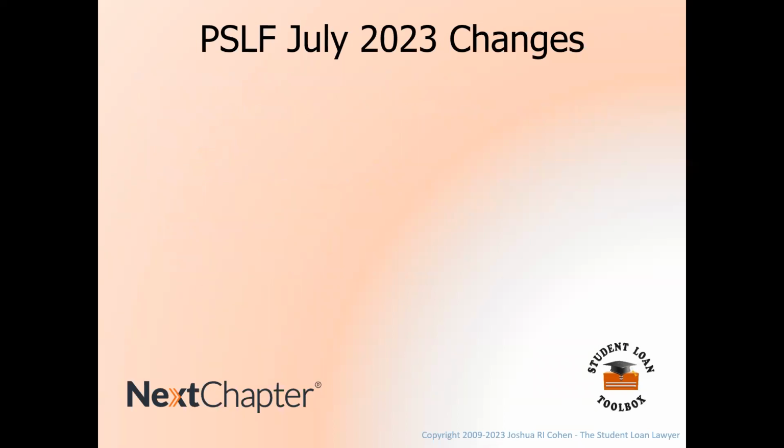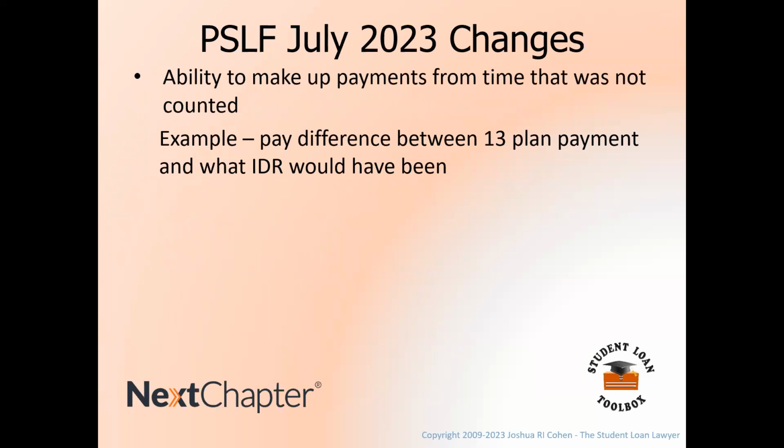Okay. Here's the biggest. Starting July 1st, there is now the ability to make up payments from the time that was not counted. So if you have a client that was in a 13 and they weren't making IDR payments, after July 1st you could petition to pay the difference between what the 13 plan payment was and what IDR would have been. Let's say your plan payment was $100 a month on the loan, but had you been in IDR, it would have been $200. For every $100 you pay, you could make up a month. If you drop a check for $6,000 on Department of Ed, you get all 60 months back.